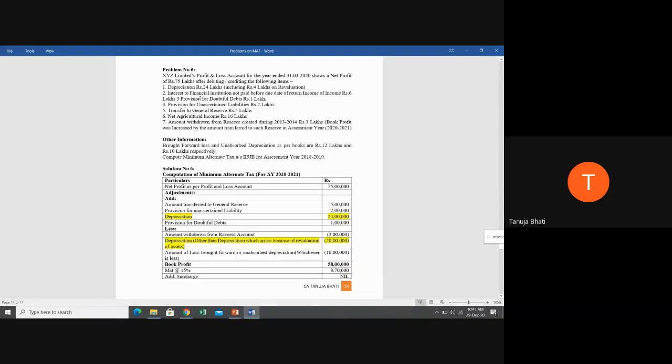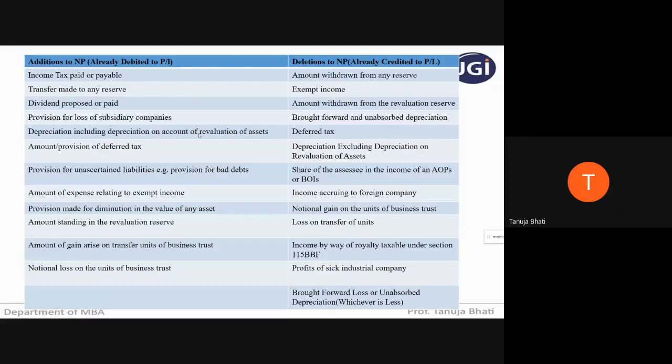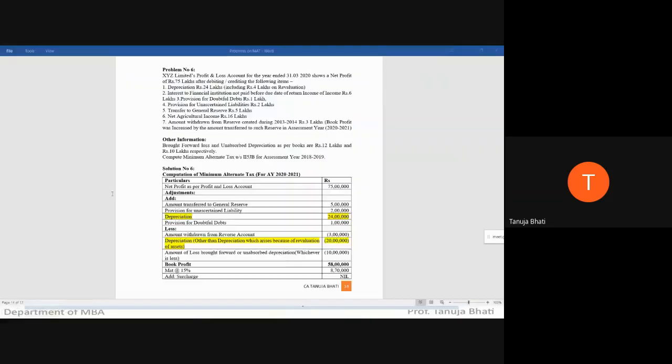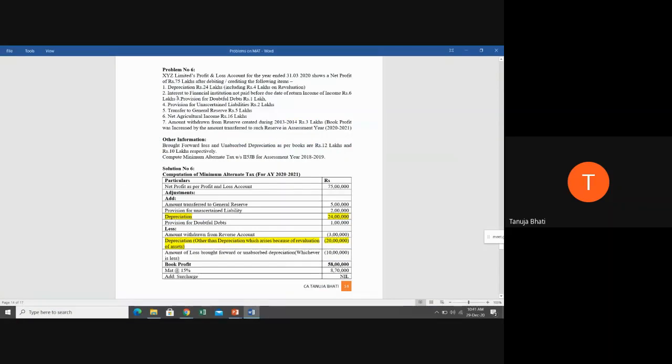Next is interest to financial institution not paid before the due date of return of income, rupees 6 lakh. So is this 6 lakhs rupees in our addition or deletion list? Anywhere here in the addition and deletion list, is any interest given? There is no interest given, so we are not going to consider this particular item.